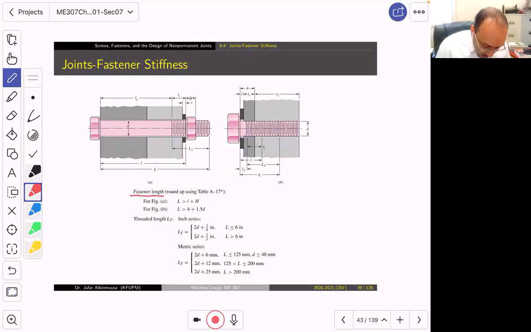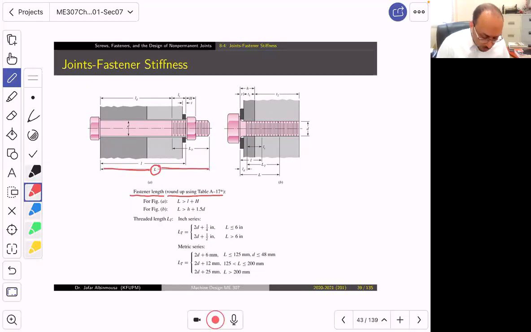Right? And rounding using table A17. A17 is for the standard length. Now, this is capital L. It's the length of the entire screw. Now, this is very important because in some questions, we will ask you to find the proper screw, or fastener. For that reason, you will actually design to find this capital L, okay?